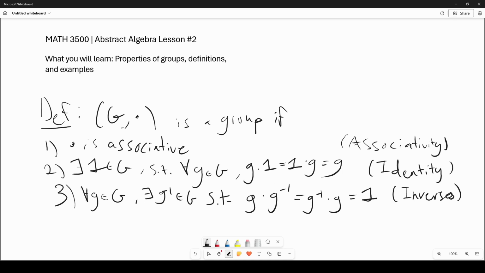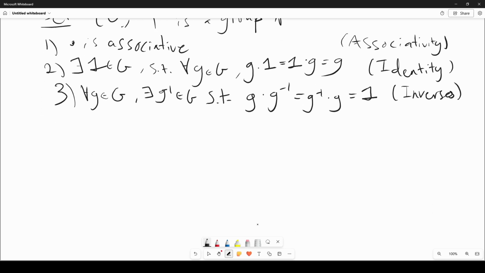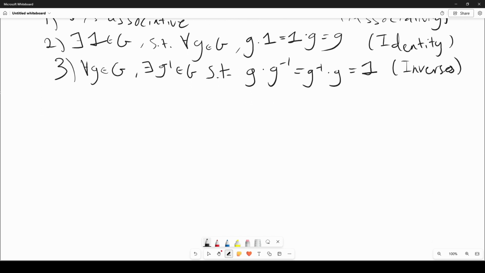And then for all elements G, there is a G inverse, such that G times G inverse is the identity. So this is usually called the inverse law. So basically a group is something that has associativity, an identity, and inverses for every single element. And that's basically all you need to know. Today we're going to give some practice of using these laws for a group to prove some extra facts about them. So first we're going to figure out some nice properties that come with groups.